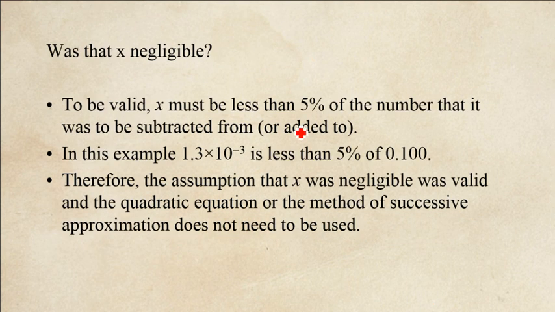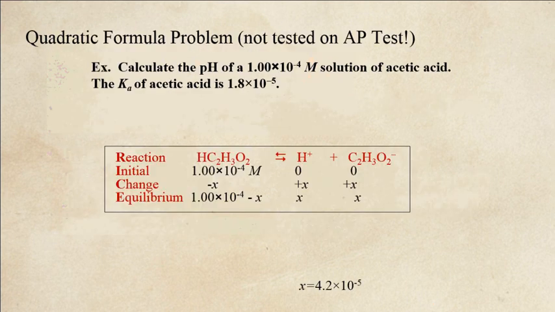So again, this just reiterates why that x was negligible. We always must check to see, within the scope of the course, that the x's we neglected were in fact negligible. So measure against your 5% of what was being subtracted from or added to.